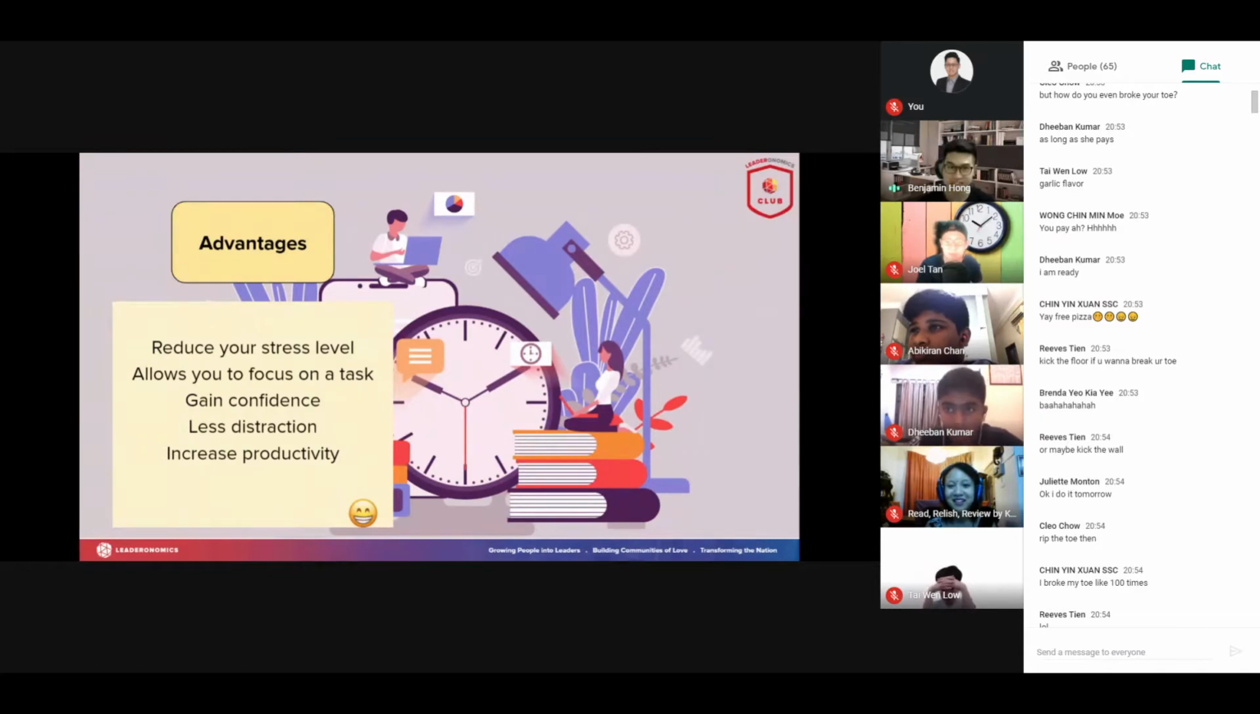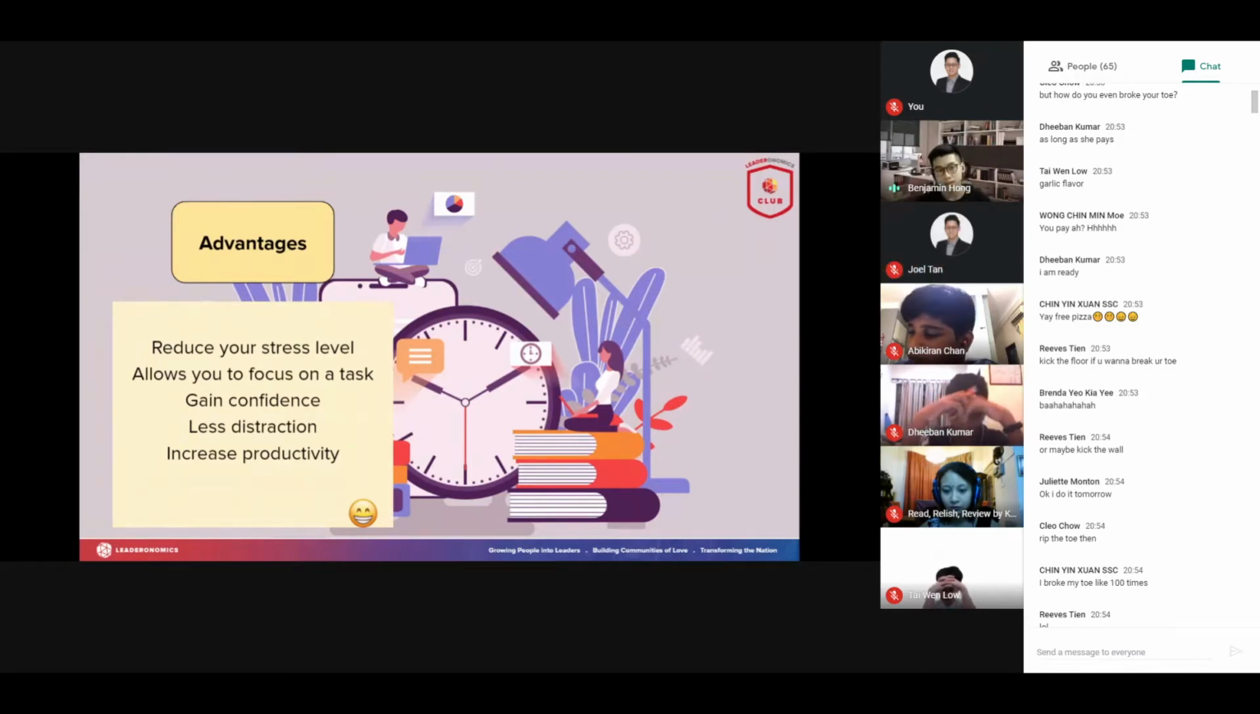Okay, if your friends haven't finished, you probably help them. Okay, so first thing is reduce stress level. You don't need to do 20 pages of mathematics on the last day before you submit your homework. So another one is basically allow you to focus on a task.